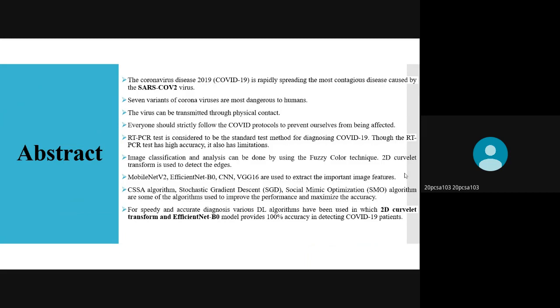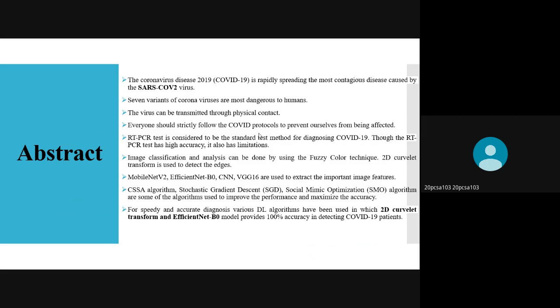To prevent ourselves from being affected, everyone should strictly follow the COVID-19 protocol, such as wearing masks, using sanitizers, being vaccinated, etc. The RT-PCR test is considered to be the standard test method for diagnosing COVID-19. Though it has high accuracy, it also has limitations, such as a very limited number of test kits being available, and it might take a long time duration of 4 to 6 hours.